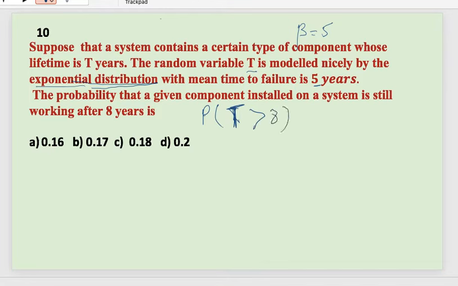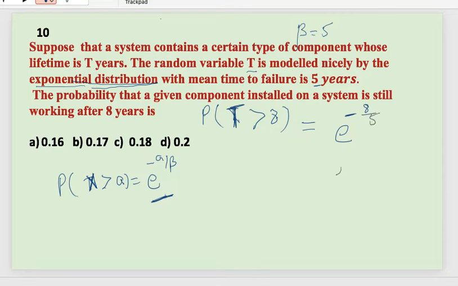Now recall the formula I have told you. Let's use the formula in terms of x. When it is greater than a, the formula is e to the power minus a upon beta, and when it is less than, it is 1 minus that, because they are opposites of each other and the total probability is 1. So we can remember this formula: greater than is only e, and less than is 1 minus this. So we will do it directly by writing e to the power minus, in place of a I have 8 and in place of beta I have 5.